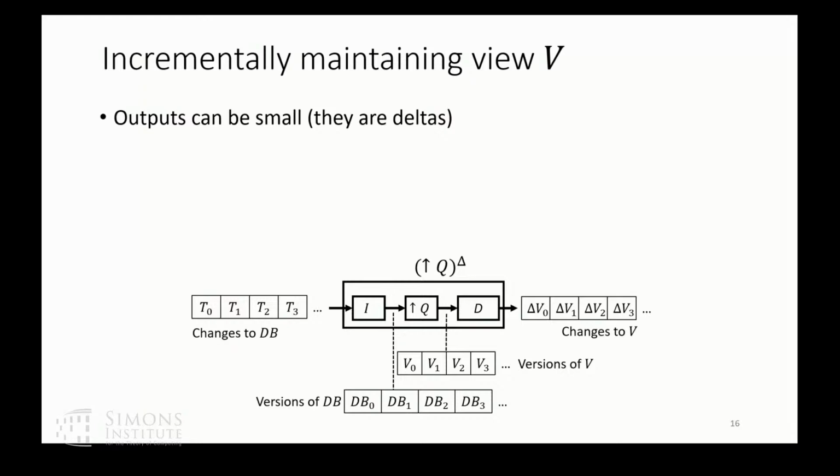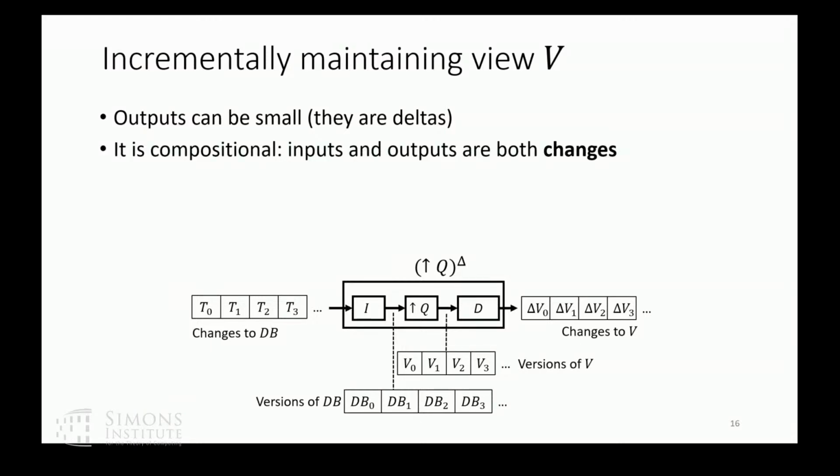But I think this definition is much better for two reasons, at least. One is that because these are changes, we can hope that they are small. If your view is large, you have to query the view. So you'll do as much work to retrieve the data as you've done. So you won't save anything, really. Then second, it is compositional. Because both inputs and outputs are changes, then you can compose this kind of pipelines.